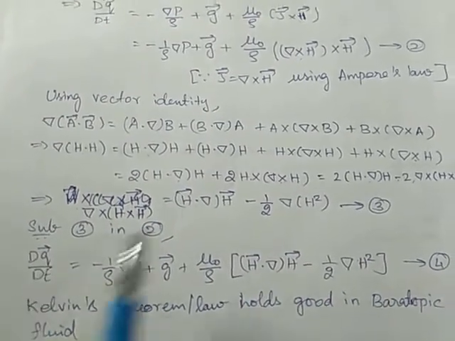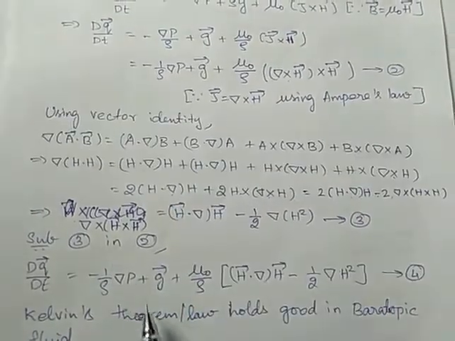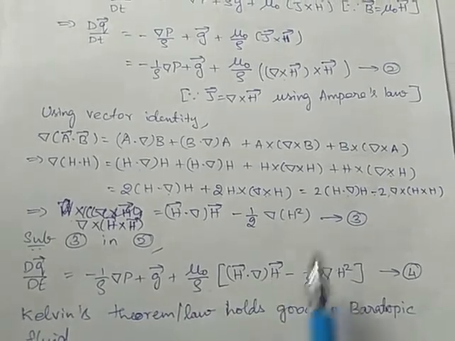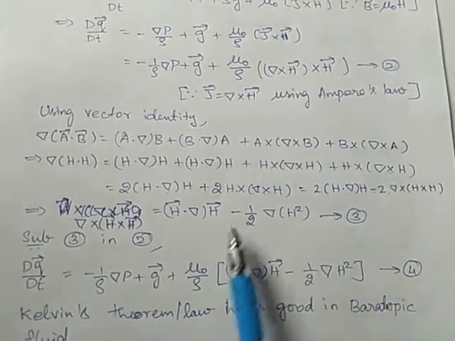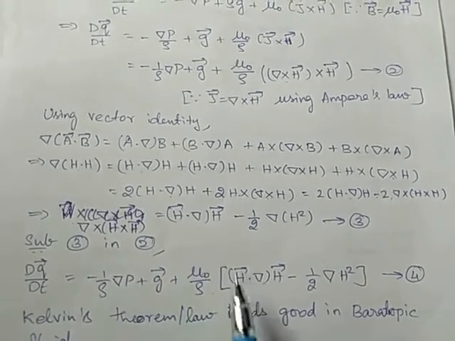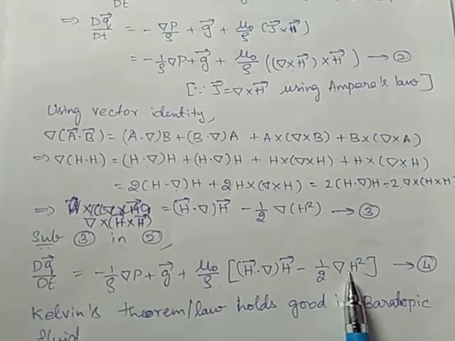We will get dq by dt equal to minus 1 by rho, plus mu naught by rho, del cross H is H dot del H minus half of del H square.